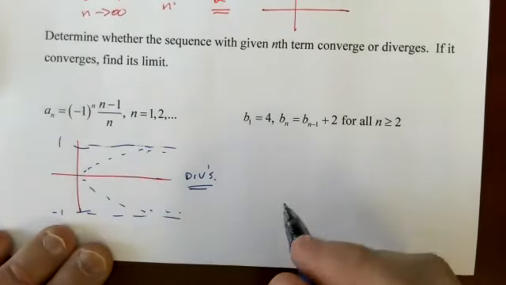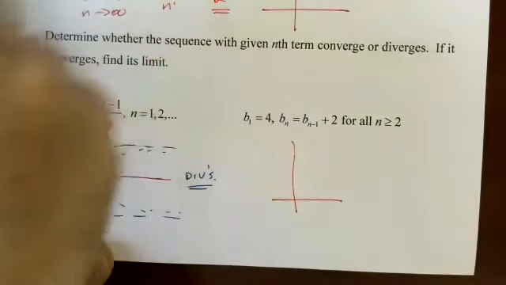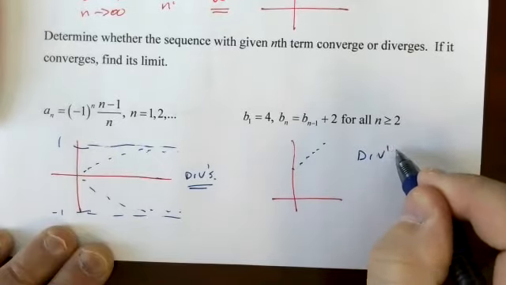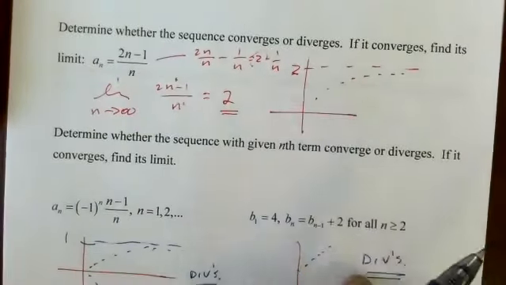All right. And this one, oh, hey, we already did that one too. Yeah, I know. It does this. It's not getting closer and closer to a number. It diverges. And the only one we have right now converging is this.